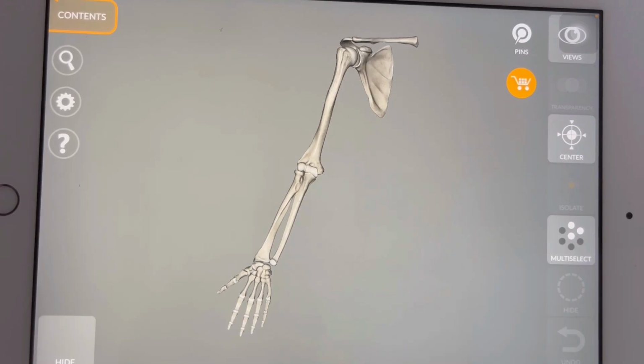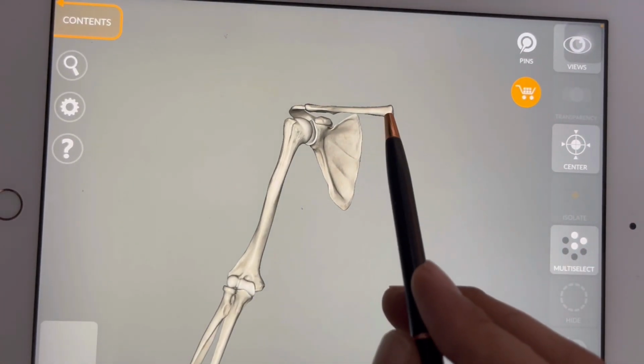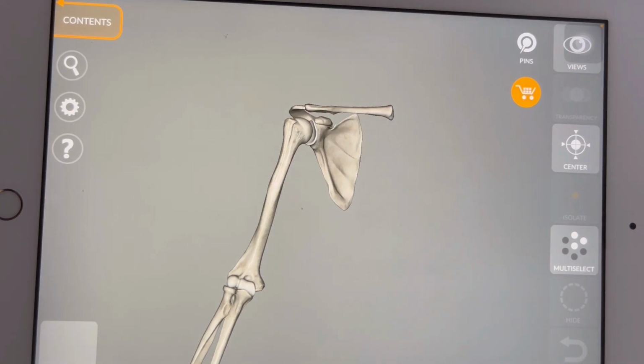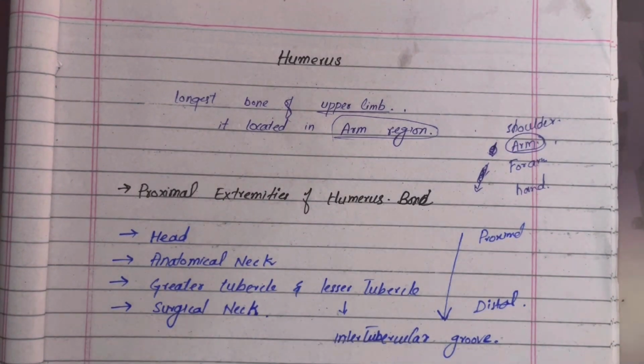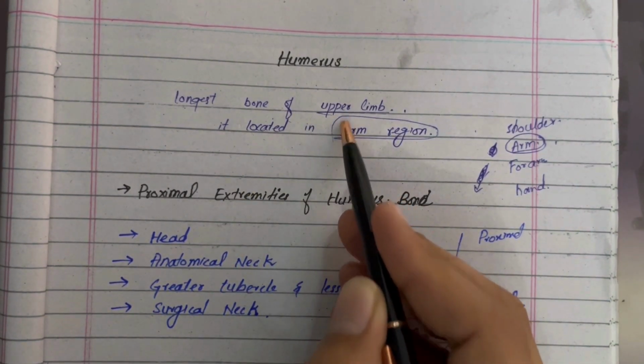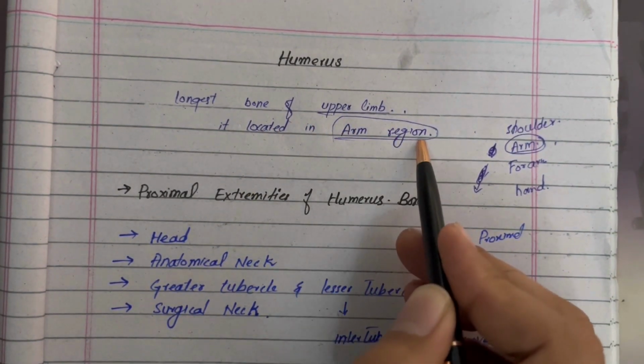Hello students, in the lecture series of osteology of the upper limb, previously we have discussed osteology of the scapula bone and the clavicle bones. Today in this video we will discuss the osteology of the humerus bone. Humerus bone is the longest bone of the upper limb and it is located in the arm region.